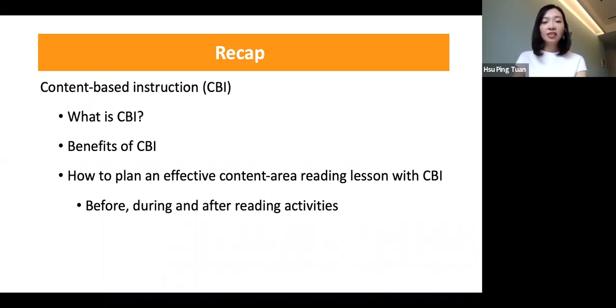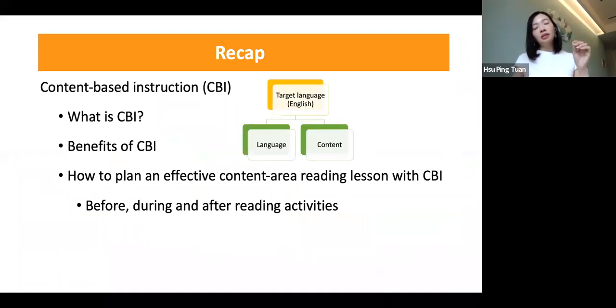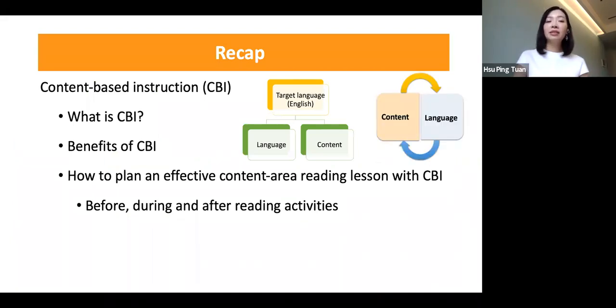Okay, so here comes to the end of my presentation. So today we talk about what content-based instruction is. Remember that the teacher will use the target language, such as English, as a medium to teach both language and content at the same time. And there are a lot of benefits of using this approach because we can help students to improve both their content knowledge and also their language.